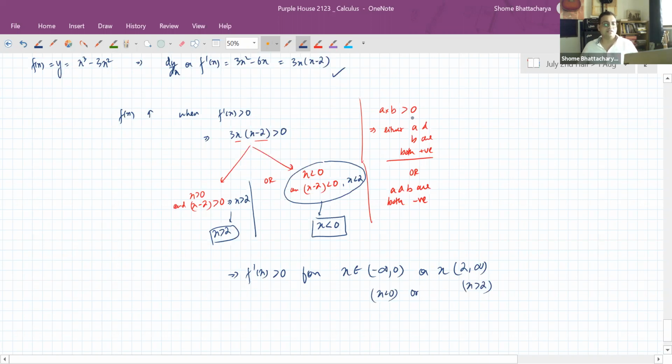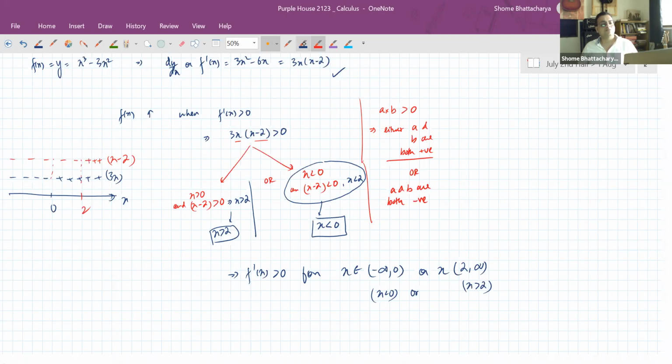Another way to understand this is, see, here it's the product of two terms, x into x minus 2. So think of a number line of the values of x. Now think of the quantity 3x. Whenever x is less than 0, 3x is a negative quantity. Whenever x is greater than 0, 3x is a positive quantity. Now similarly, think of the quantity x minus 2. The important point is 2. Whenever x is less than 2, x minus 2 is negative. Whenever x is greater than 2, x minus 2 is positive.